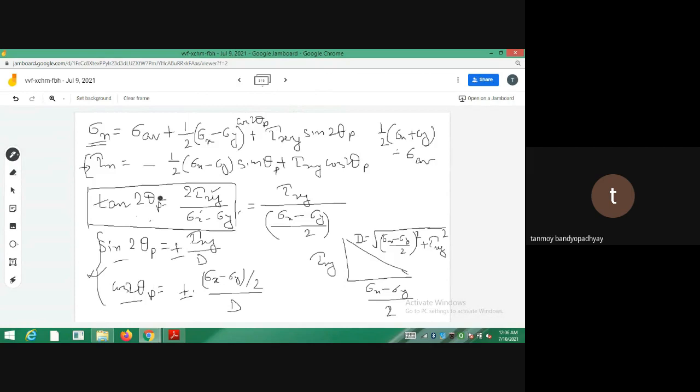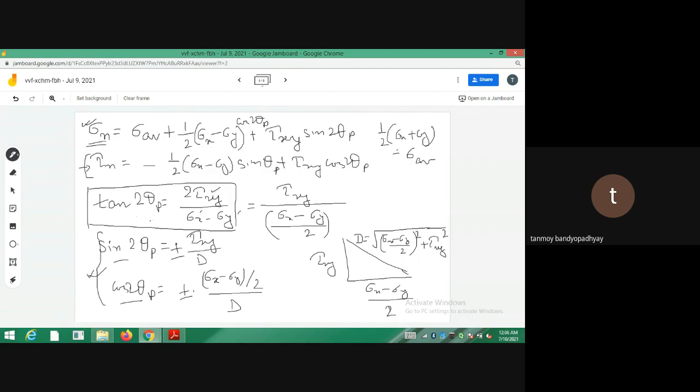If this theta p I put in the expression of sigma n, I will be getting the maximum and the minimum values of sigma n. So the maximum value of sigma n will be equal to sigma 1, the major principal stress, and the minor value of the normal stress will be the minor principal stress, sigma 2.